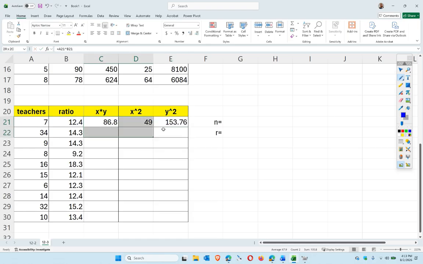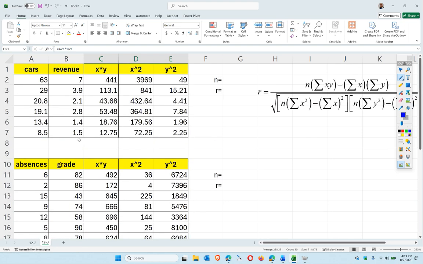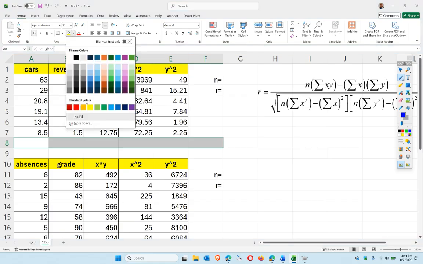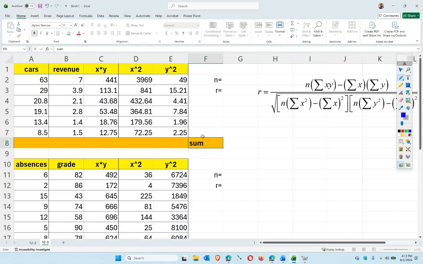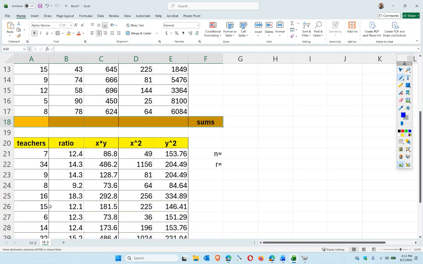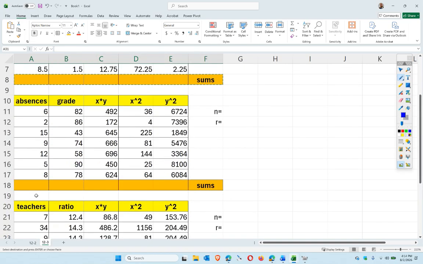Okay, so those are all the things that I need, but I don't really care about the individual values. I care about the sum. So I'm going to take all this right here, and we'll put bold, orange, we'll put the word sums here, right? Sums plural might actually make more sense. And then we'll box this out and center it. How's that sound? All right, so copy, paste, and paste.